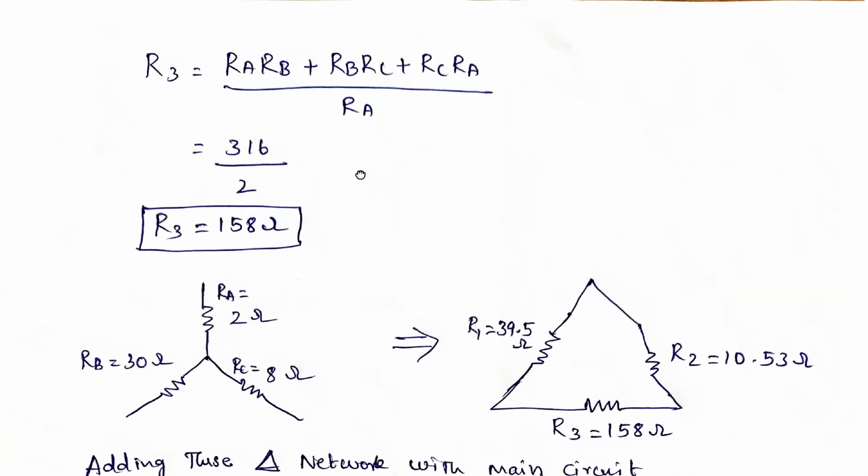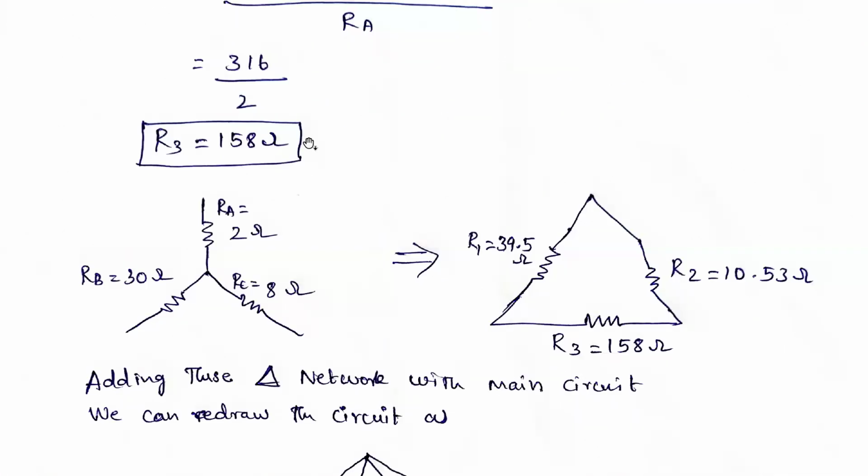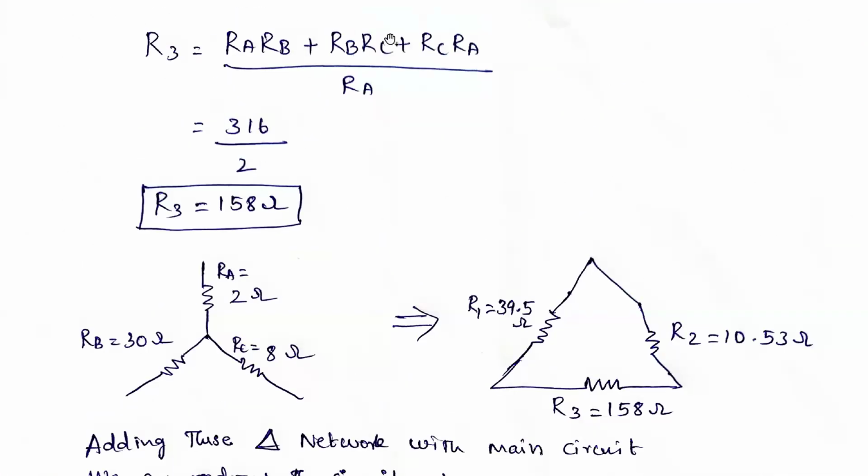Now we are finding R3. The same combination, RA RB plus RB RC plus RC RA, divided by whichever is not there. For R3, RB and RC are connected, and RA is not connected, so divided by RA. We already have the numerator, 316, divided by RA, which is 2 ohms. Simplifying, we are getting R3 as 158 ohms.